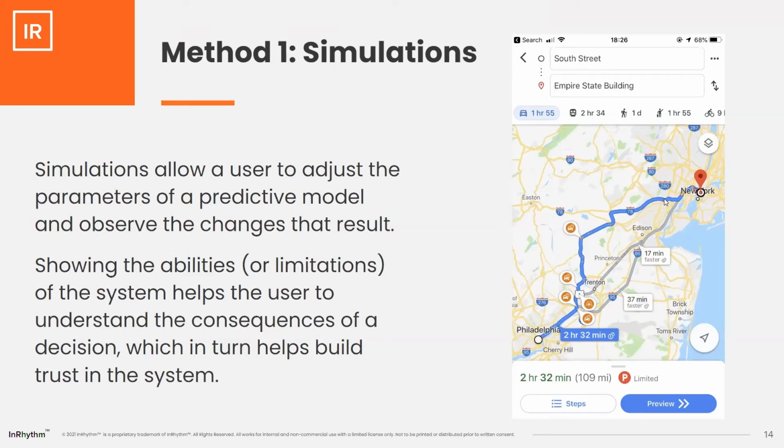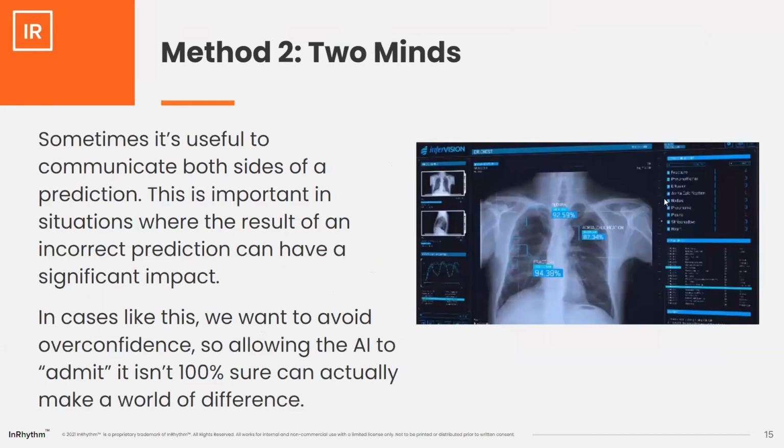So in a similar fashion, we have another method called the two minds method. What this means is that both sides of a prediction are clearly communicated. Now, there's a certain confidence that a prediction is right, but just as much a certain confidence that it is not right.